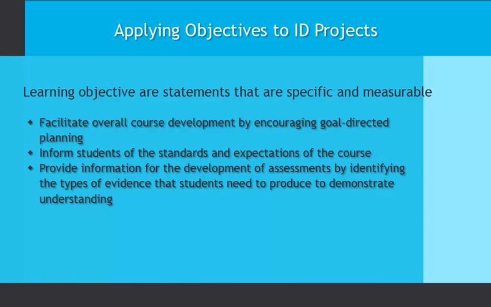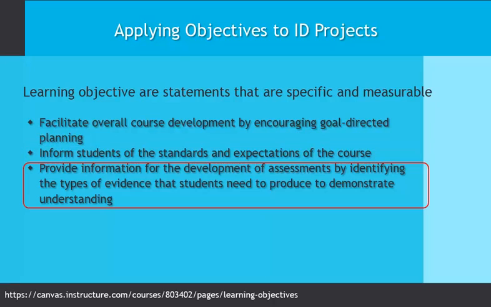In instructional design, the terms goals and objectives are sometimes used interchangeably, however they are quite different. Learning goals are broad and sometimes difficult to directly measure, yet a learning objective is a statement in specific and measurable terms that describes what the student will know or be able to do as a result of engaging in a learning activity. Learning objectives will facilitate overall course development by encouraging goal-directed planning. They will also inform students of the standards and expectations of the course, along with providing information for the development of assessments by identifying the types of evidence that students need to produce to demonstrate understanding.